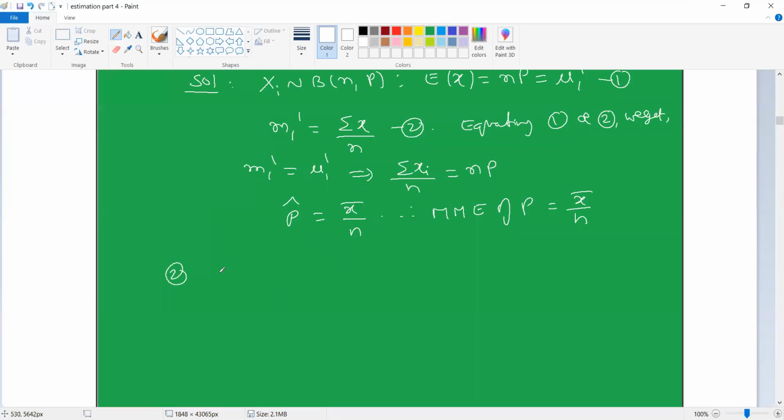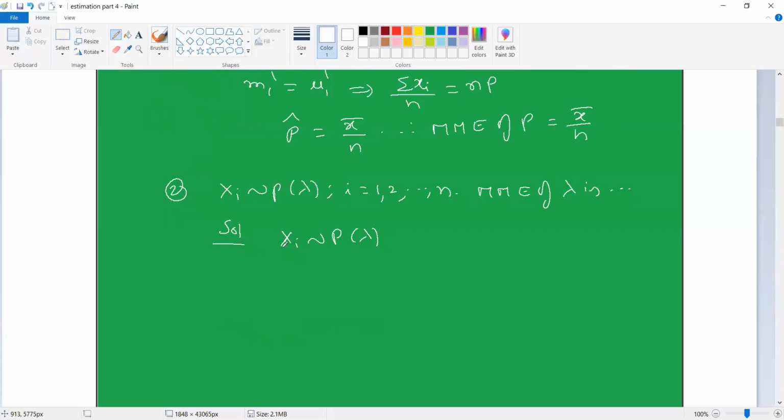Second problem. Xi follows Poisson lambda, a single parameter, i equal to 1 to n. Find the MME of lambda. Here Xi follows Poisson lambda. Using the properties of Poisson, the mean of Poisson is lambda, so mu1 dash is lambda.